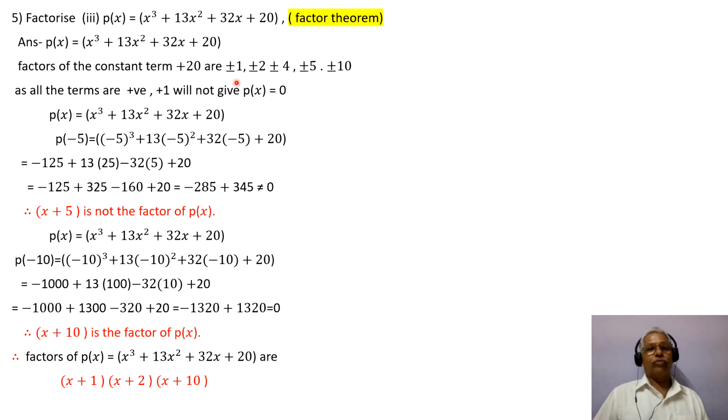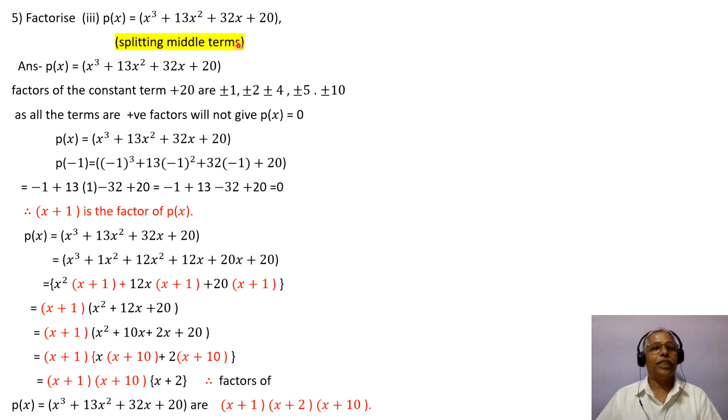It is a little bit lengthy because we have to substitute all these factors, but you could solve it. So x plus 1 in one bracket, x plus 2 in another bracket, and x plus 10 in the third bracket. These are the factors of this polynomial. Now factorizing by using another method, splitting the middle term. Initially we have to use the factor theorem.